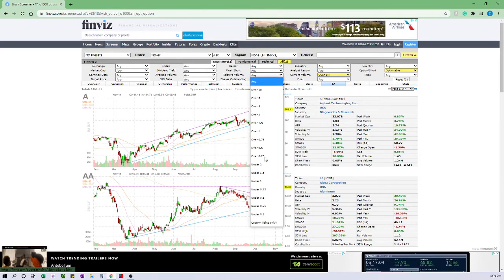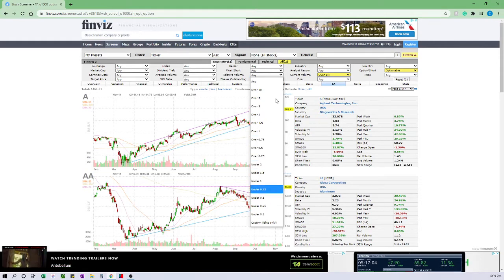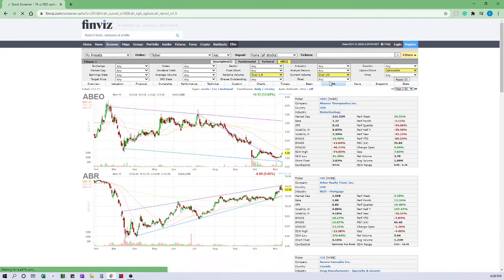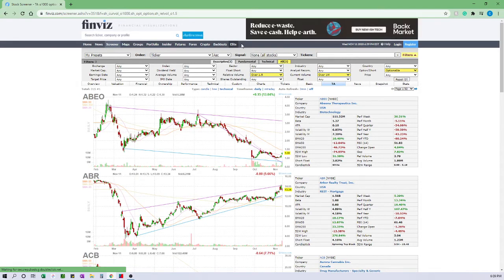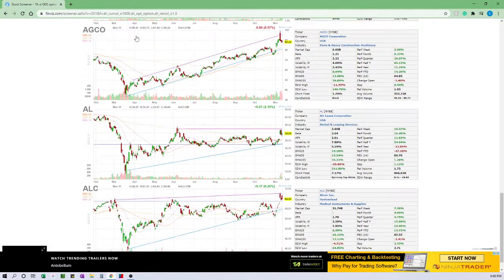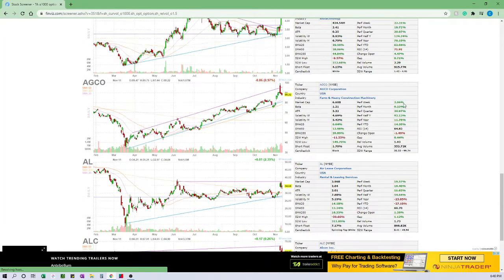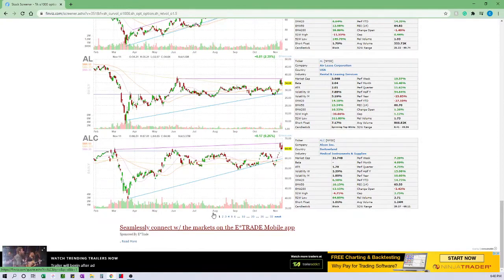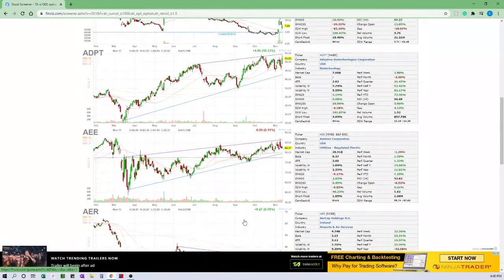Relative volume, you can mess around with. Sometimes I like to put this over 1.5, but you don't really have to. And sometimes I literally just look at the ones with this. This way I can just see a list of stocks that have that amount of volume and this amount of relative volume. But as you can see, there are a bunch of pages.